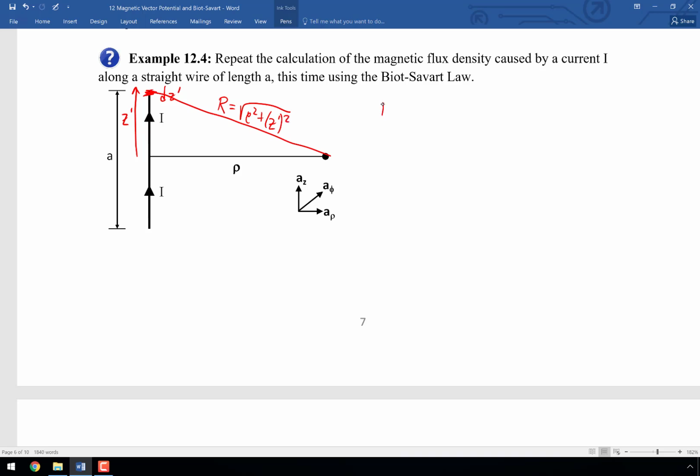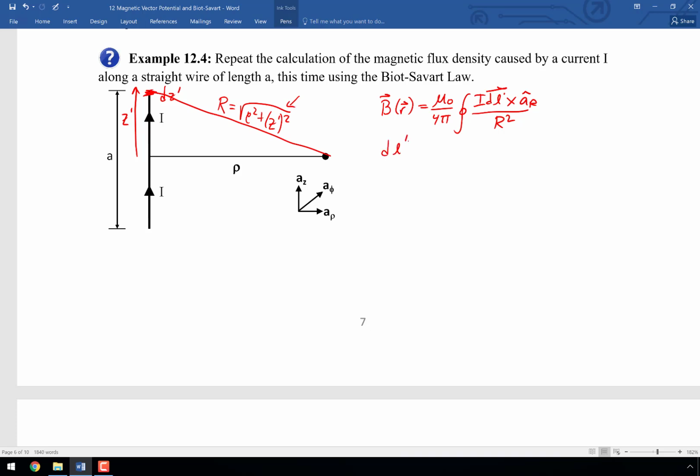So we know our Biot-Savart equation: B of r is equal to mu sub 0 over 4 pi times the integral. I'll go ahead and call it closed loop, even though it's not going to be in this problem. I dl prime crossed with a sub r, divided by r squared. Well, we already know what r squared is because we just found r right here. But let's go ahead and do some additional work here.